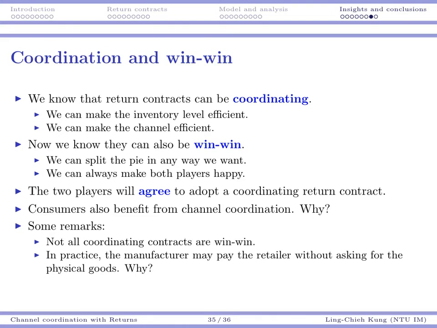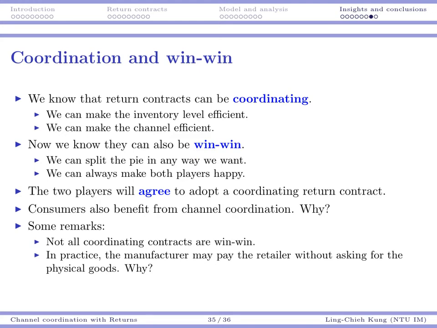So as a manufacturer, if I am smart enough, I can design a return contract that can induce the retailer to accept. Because I am able to make the retailer happy to accept the return contract, because the retailer is able to earn more while I am also earning more. So this is a very important property for the contract to be really implementable. The two players will agree to adopt a coordinating return contract because of this win-win property.